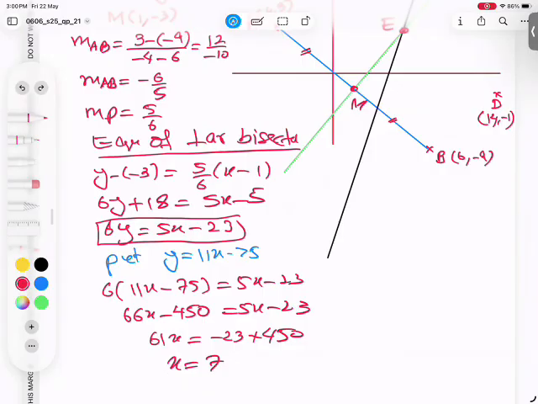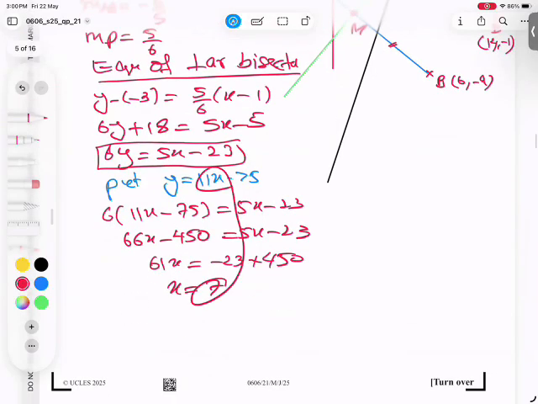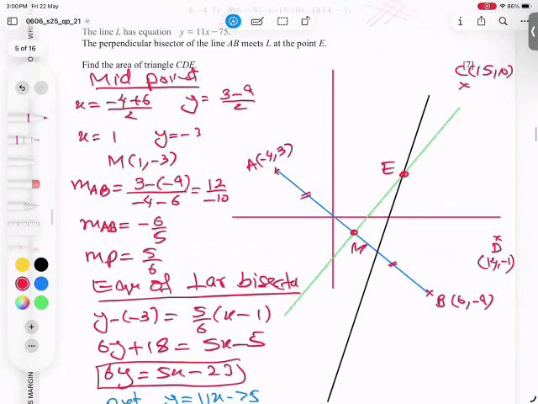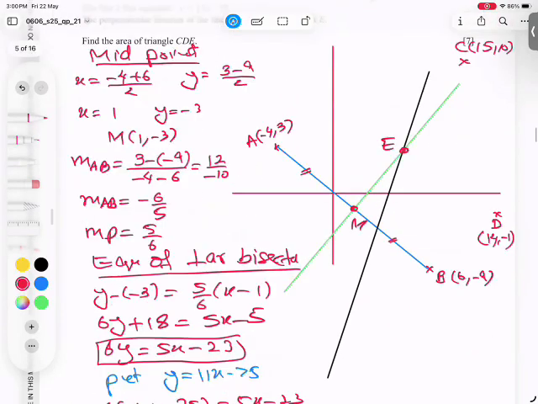So how to get the y value? 7 goes here: 77 minus 75. So y becomes 2. Okay, so the E coordinates are coming with me as 7, 2. So I think this part is very clear. But what is the question asking for? The area of the triangle. Which triangle do you talk about? So I'm going to make a triangle. One minute, please. I make a yellow color triangle. Look at it now, so you can understand.